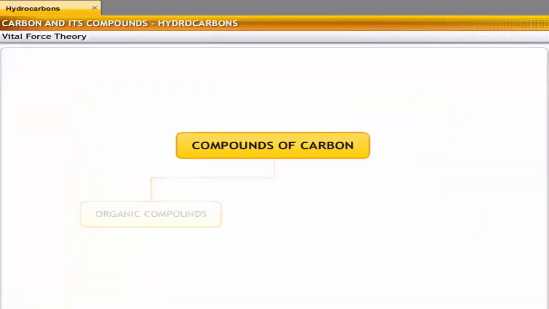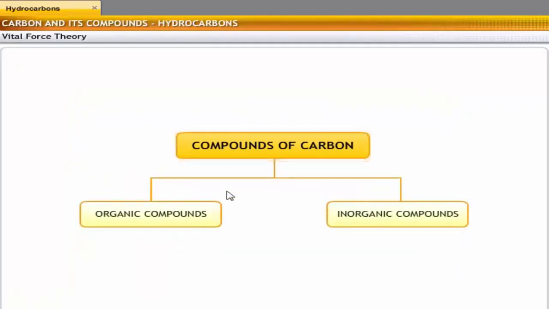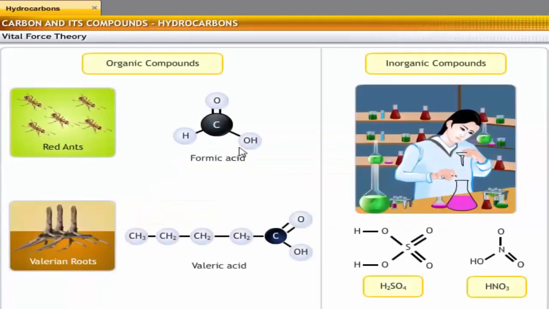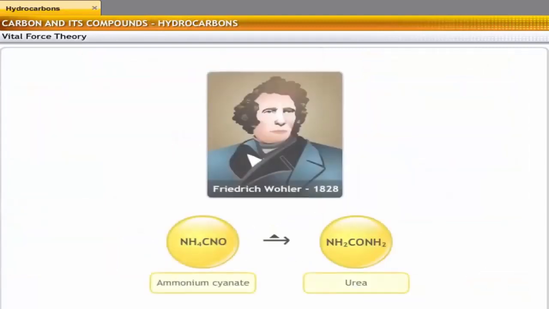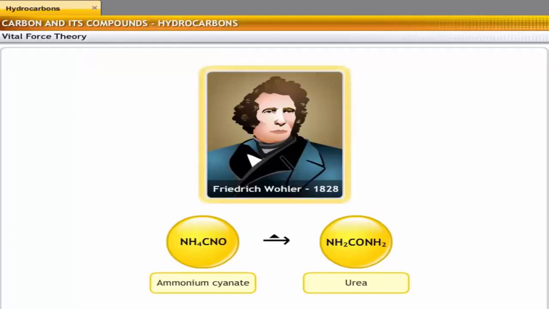In the earlier days, based on the source, the compounds of carbon were classified into organic and inorganic compounds. In those days, scientists believed that organic compounds could only be produced by living organisms. They believed that organic compounds were produced under the influence of a vital force and could not be synthesized in the laboratory. This belief was shattered when Friedrich Wöhler, a German chemist, in the year 1828, prepared urea from ammonium cyanate, which is an inorganic compound, without the aid of any type of force such as vital force.